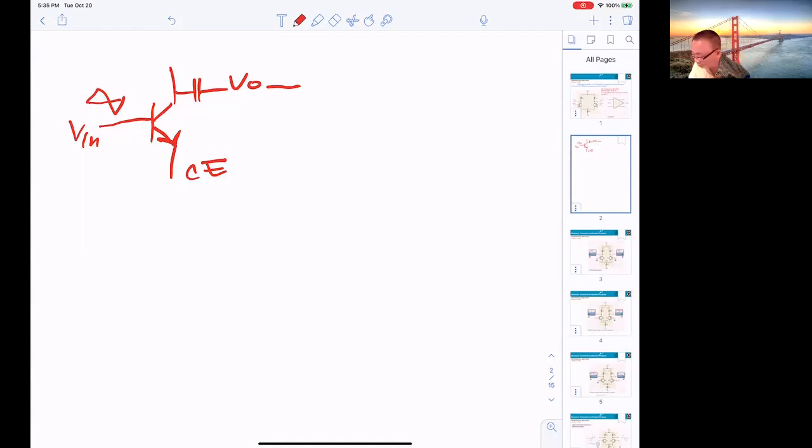That means input positive, output negative, out of phase. That's the only thing I want you to know at this time. When you're looking at the CE amplifier, input and output will be out of phase, 180 degrees.